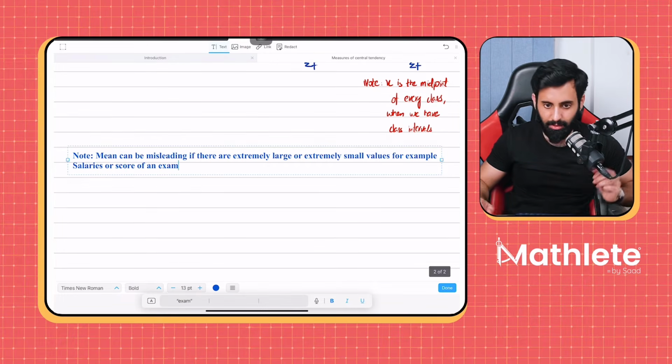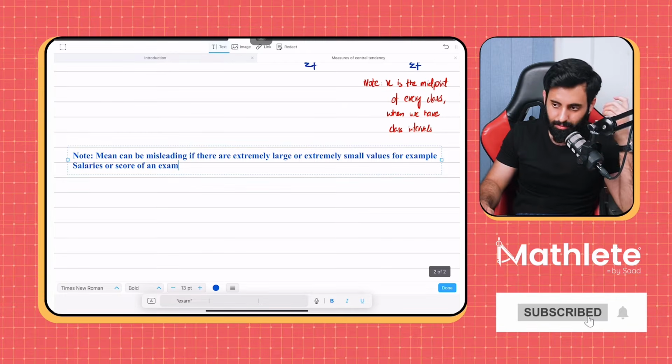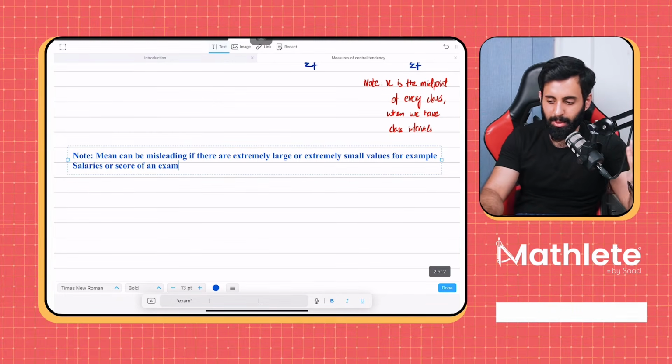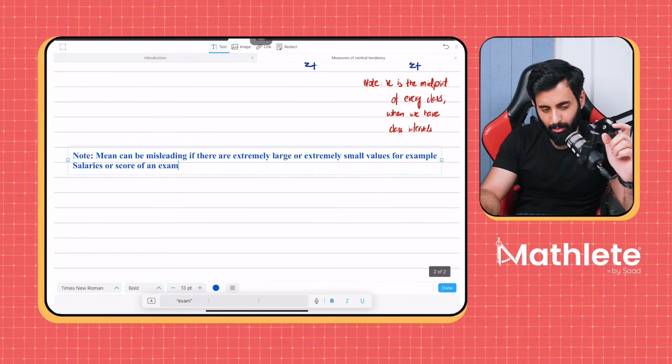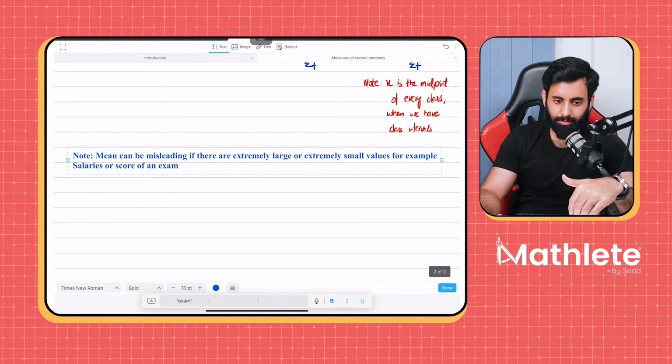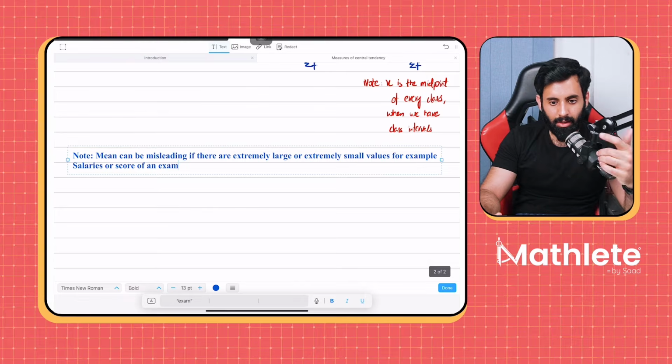So let's say there was a very easy test. Everybody scored in between 70 and 80%, but there's someone who scored 10%. Now, what will be the impact on the mean because of that 10%? It's going to bring it down. Okay? Yes, they're the same thing.